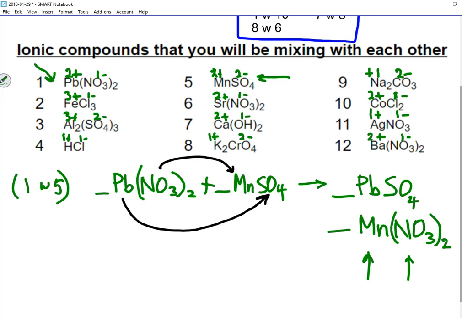So now it's time to balance. I look at the leads on the left side of this equation. There's one lead on the left, and there's one lead on the right. Nothing to do. Life is good. 2 nitrates here, and 2 nitrates here. Notice I didn't do nitrogen and oxygen. Where I have a polyatomic ion, I balance with the polyatomic ions. Makes life tons easier. Just makes everything nicer.